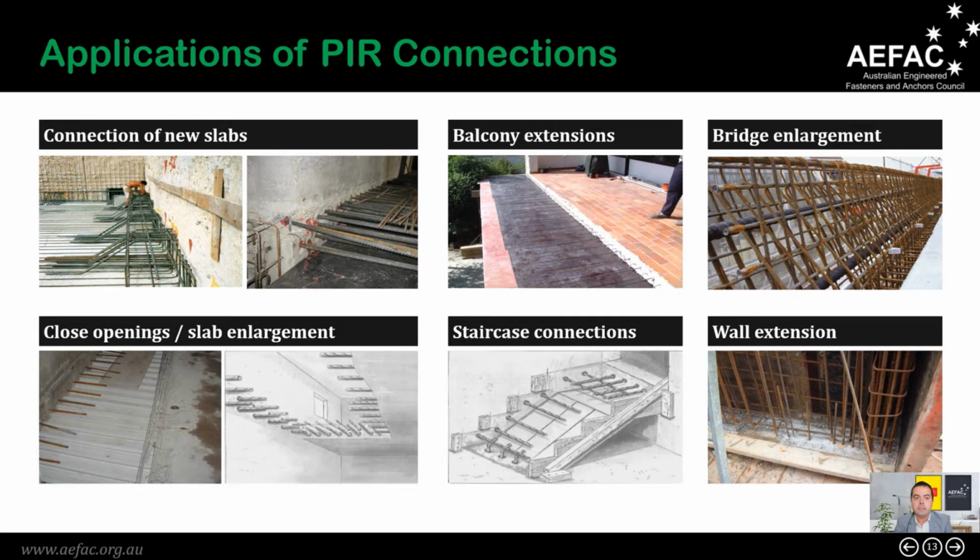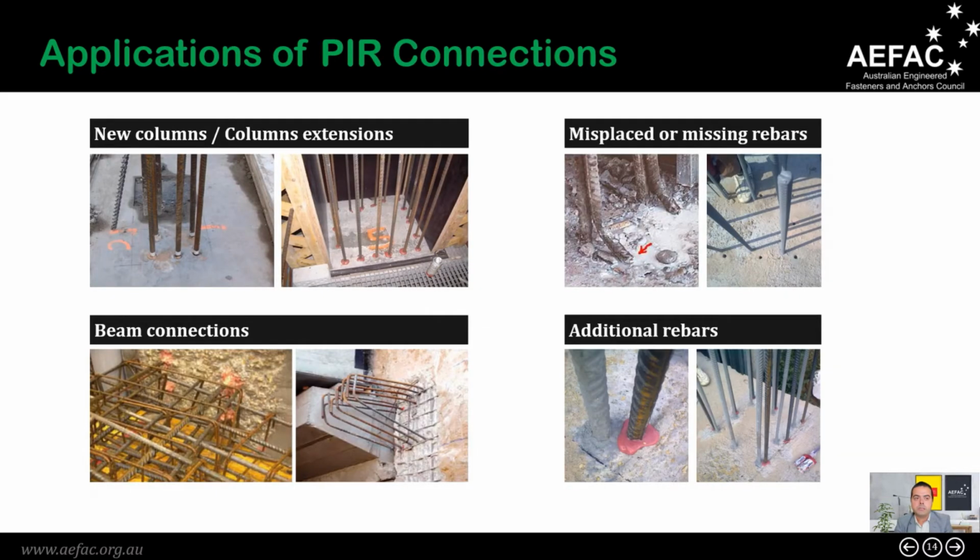Now let's have a look at some of the common use case scenarios of those post-installed rebar connections. The first one is a connection of a new slab. This is slab to wall connection. The balcony extension. This is slab to slab connection. The bridge enlargement. To close the openings in the slab or slab extension, the staircase connection to the wall, and wall extension itself. And these are a few more examples of post-installed reinforcing bars: to build a new column or to extend an existing column, to use them as misplaced or missing rebars, beam connections, and finally the post-installed reinforcing bars are used as additional reinforcing bar wherever required.